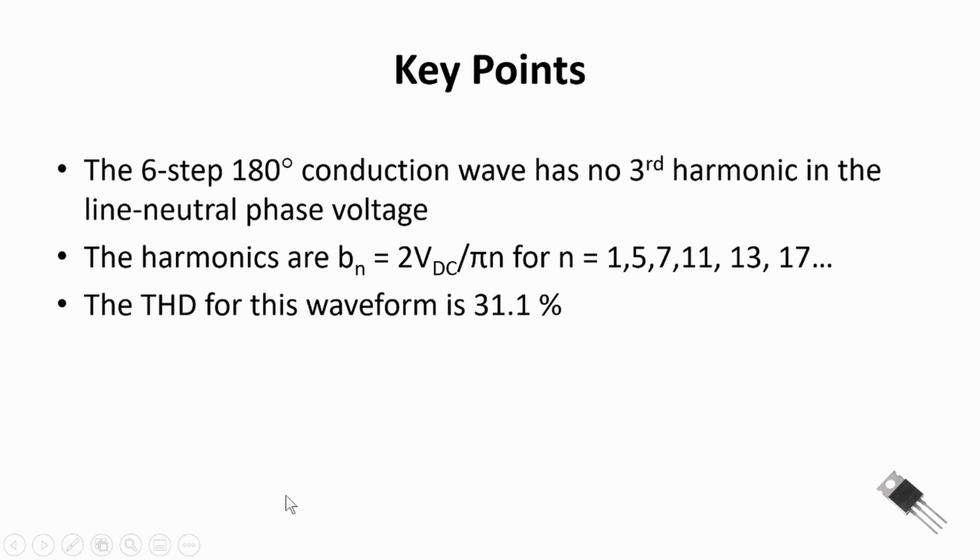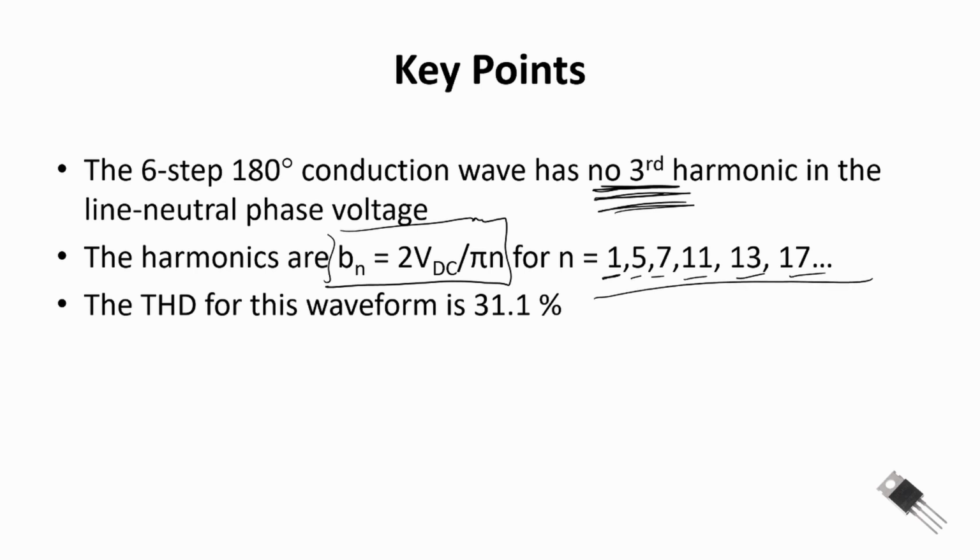All right, so that was the analysis of the RMS and the total harmonic distortion in our 6-step 180-degree conduction wave with our line to neutral waveform. And one of the key points is there was no third harmonic. Our third harmonic was equal to 0 in that waveform. So that's a pretty nice property. The other harmonics were given by this equation. Bn equals 2 times our DC voltage divided by pi n. And we only had harmonics for the 1st, 5th, 7th, 11th, 13th, and so forth. And finally, we showed that the total harmonic distortion was equal to 31.1%.